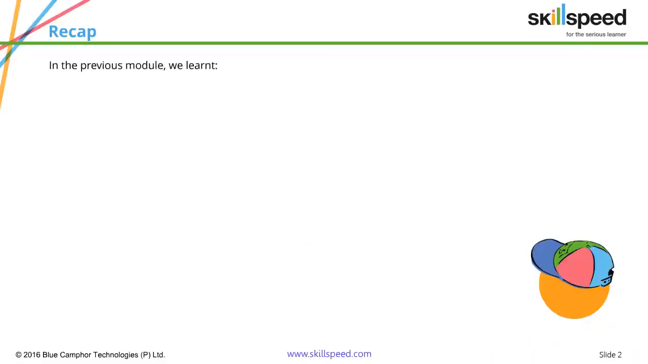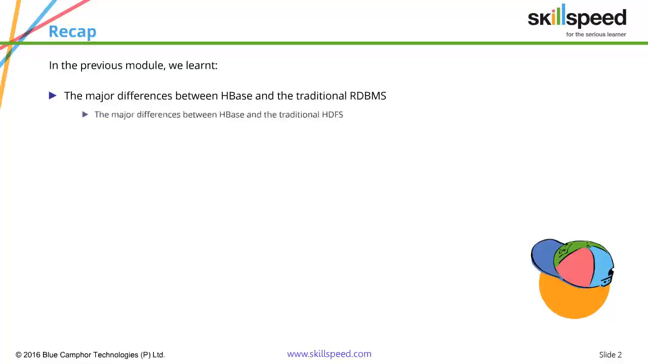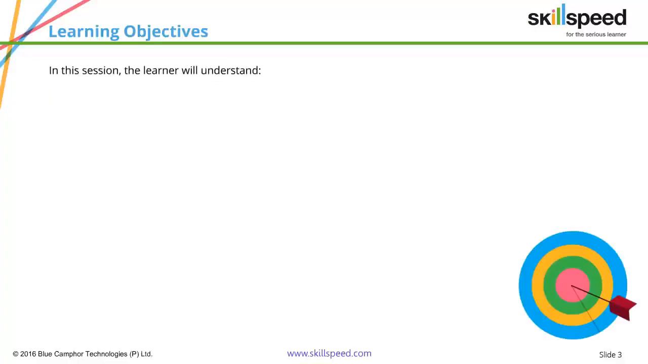Before we proceed with the lesson, let's have a quick recap of the previous lesson. In the previous lesson, we learned the major differences between HBase and RDBMS, and then HBase and HDFS. In this lesson, let's have a look at the logical and physical architecture of HBase, see how HBase stores the data in real time.